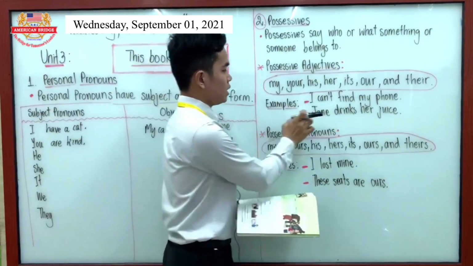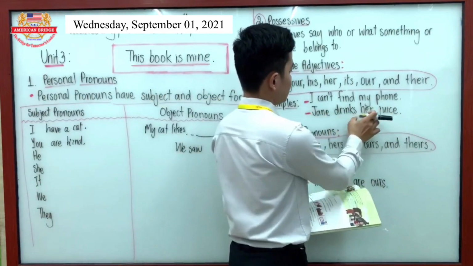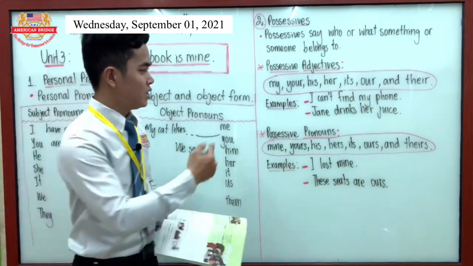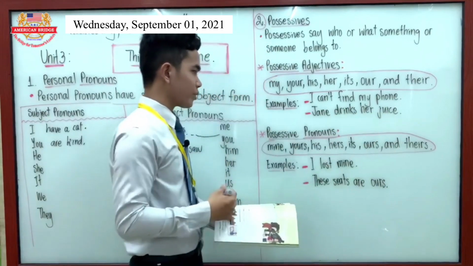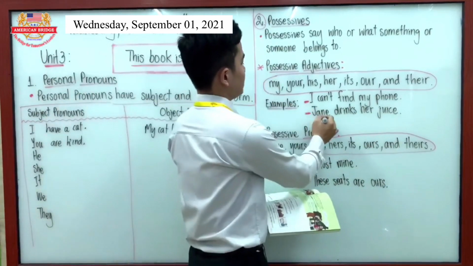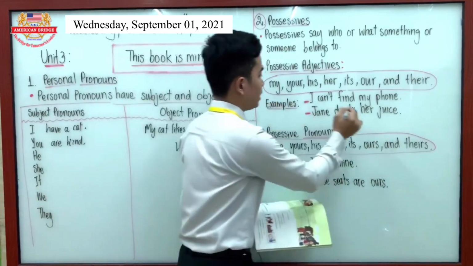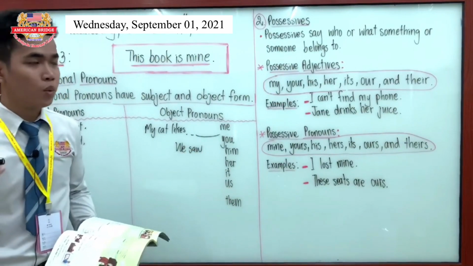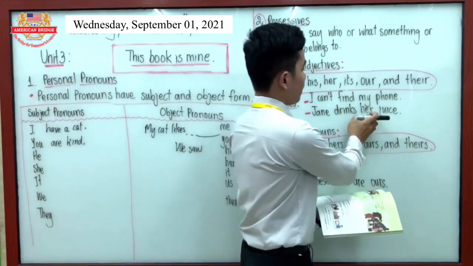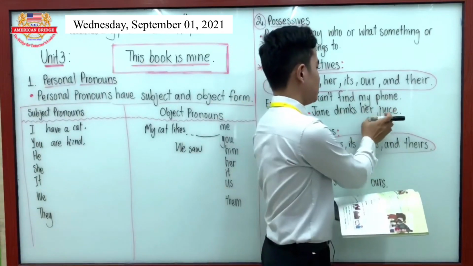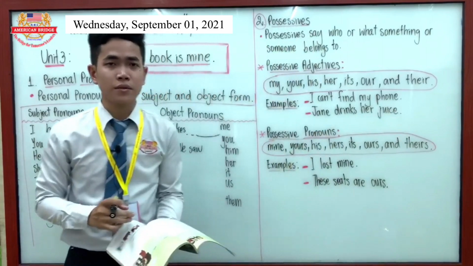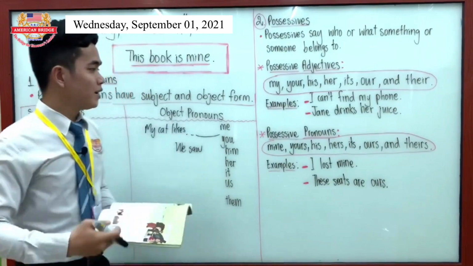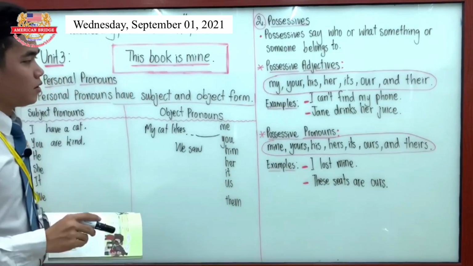Another example. Jane drinks her juice. Who? It's her, right? As you can see, Jane is the subject in our sentence, and her is what we call the possessive adjective in the sentence, because it modifies the word juice, like her juice, right? We just want to make sure who this juice belongs to. So this is about the possessive adjectives.